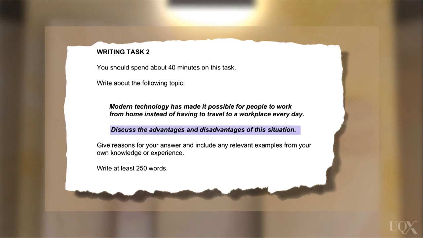You can see that again, the key words are in the instruction part of the question, which states, "Discuss the advantages and disadvantages of this situation." The words advantages and disadvantages clearly show us what we need to write about. Remember, in this essay, it's important to write both about the positives and the negatives of the situation.